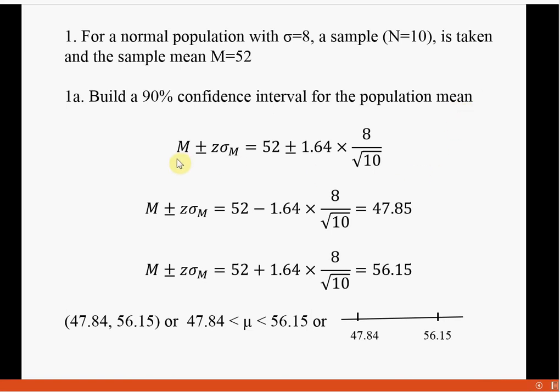This is the formula we are going to use, which involves the use of the z-score. This formula is correct, and then we can just bring in the actual values. 52 is the sample mean, plus or minus the z-score. Now this z-score is the one that corresponds to a 90% confidence interval. Let's go to the table to see how we find this 1.64, the z-score.